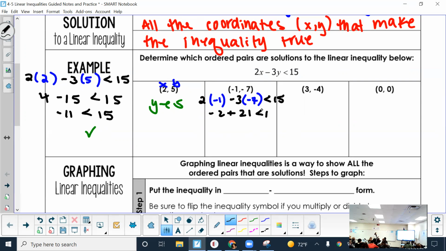Bring down less than 15. What's negative 2 plus 21? 19 less than 15. Is that true? No. So is this one a solution? No. Questions about that process? All right, so that's a good way, like if on a test, if it's just asking about 1 or 2 coordinates, then you can do it this way. Try these next 2 on your own and we'll see if you do it right.